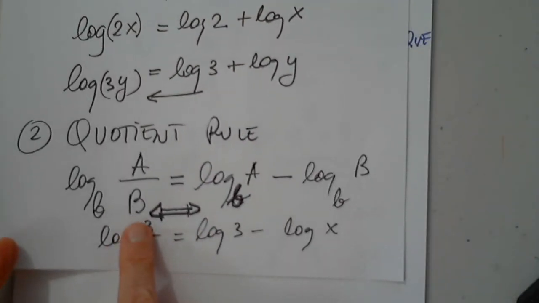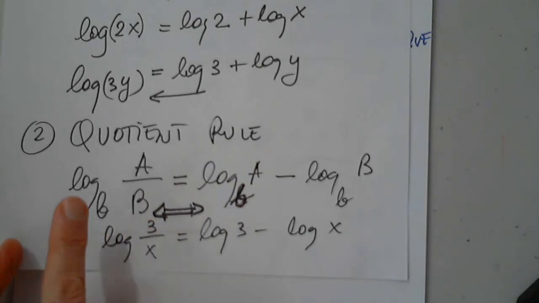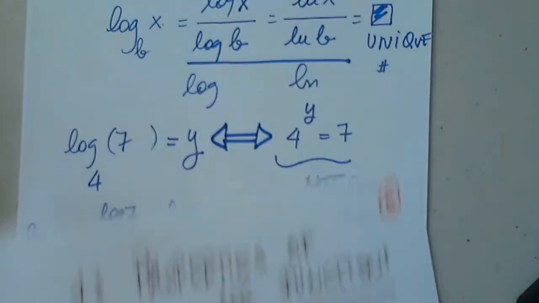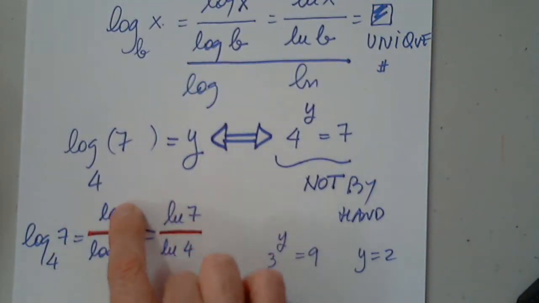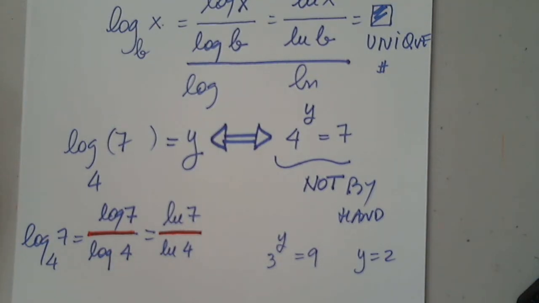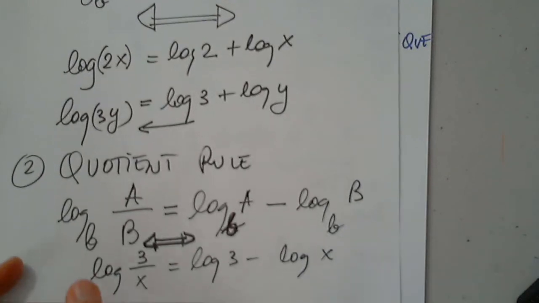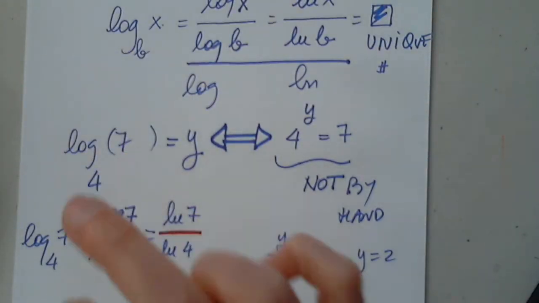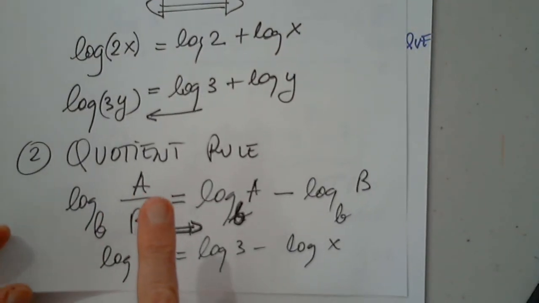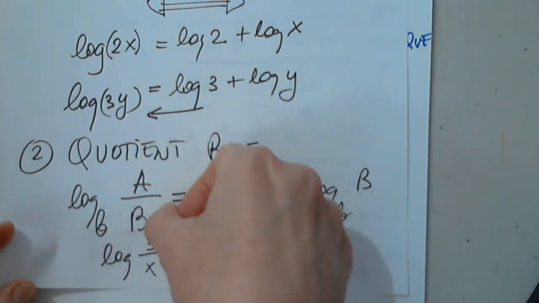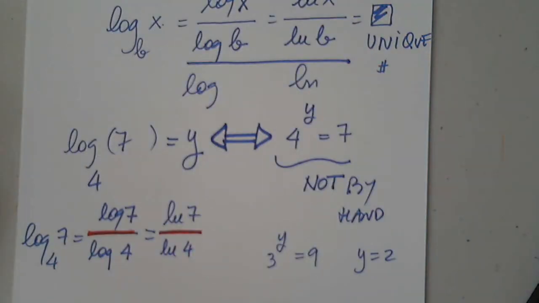Do not confuse it with this. This is log applied to a ratio. Careful, this is log divided by another log. Some of my students sometimes confuse this with this. This is a ratio of two logs. This is not a ratio of two logs. This is a log applied to a ratio. So careful. Now we're going to plug it into the graphing calculator.